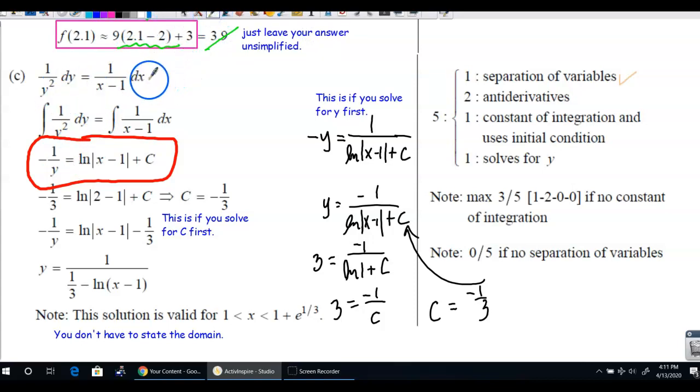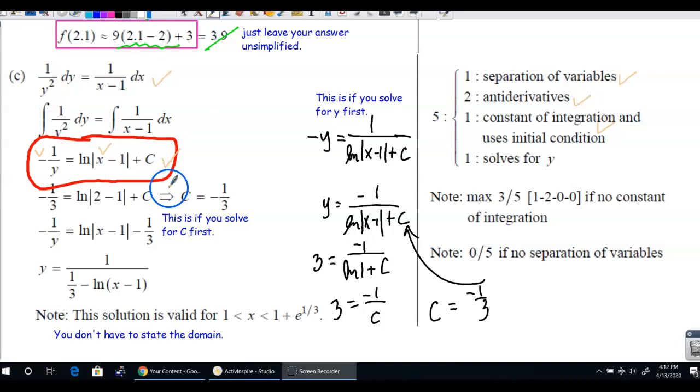It can have the integrals with it or not with it. You do not have to have these integrals in there. You won't lose any points if you forgot to write the integrals. Then we're going to get 2 points for the antiderivatives, 1 for the left-hand side. Be really careful, this is not a real hard one. And 1 point on the right side. And 1 point for the constant of integration and using the initial condition, meaning that we're going to substitute the x and y value that they gave us.